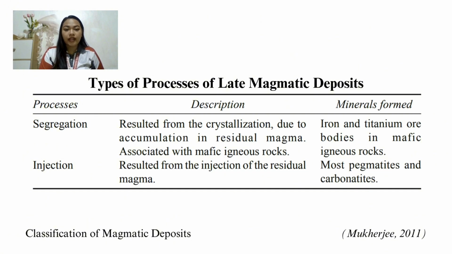Injection, on the other hand, happens when the residual magma, still mobile, is forced into fractures and surrounding rock formations. This movement allows for the formation of pegmatites and carbonatites, which are known to contain rare elements such as lithium, niobium, and rare earth minerals. These deposits are significant in the mining industry due to their economic value.